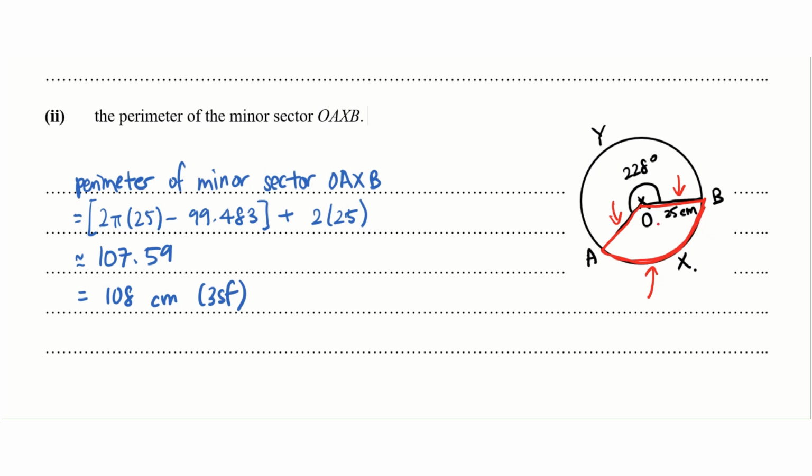what we can do, instead of finding the obtuse angle AOB, is take 2 pi r, the circumference of the entire circle, minus the arc length that we have found in part 1. So this is what I have here, which is referring to the arc length AXB. Then we will add up the two radii, which is 2 times 25 cm, and we achieve the answer 108 cm.